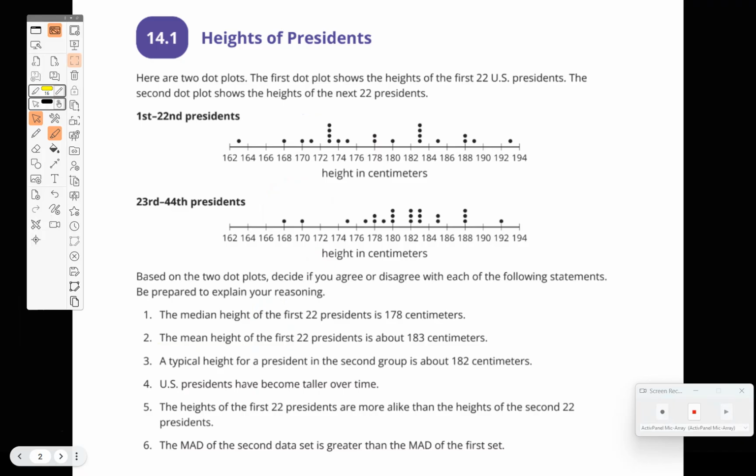The heights of the first 22 presidents are more alike than the heights of the second 22 presidents. So are they more alike? Trey, what do you think? Not really, because it's the second one or the first one? Who's more alike? The second one. Okay, so our second one, presidents have more alike. Why do you think that?